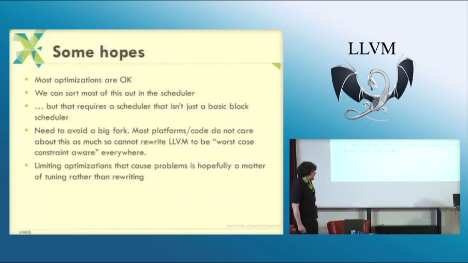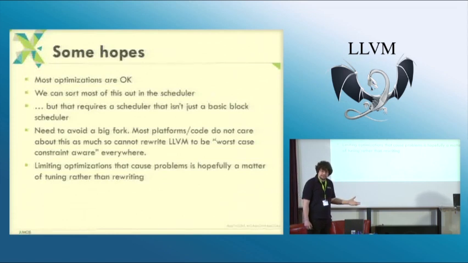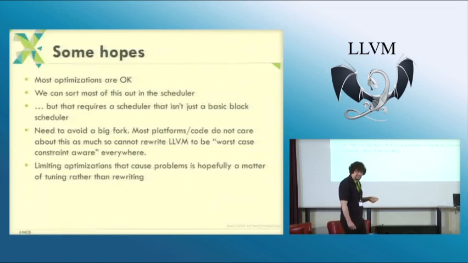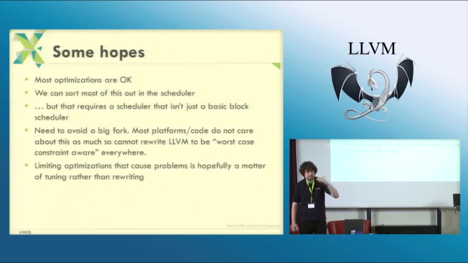We also hope that we can sort those things out in the scheduler, or at least in the target lowering, close to the final code emission. But we probably don't want to be restricted to basic blocks for this. You've seen from those constraints before that they go across basic block boundaries, and that could be a problem for us. But we really want to avoid a big fork.